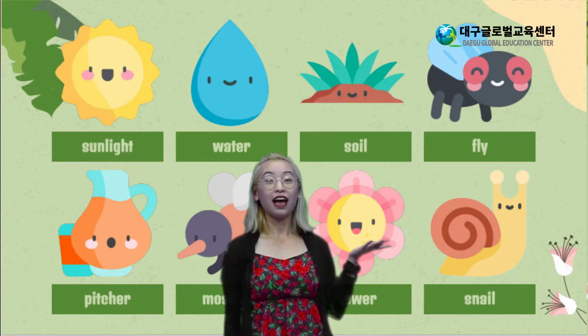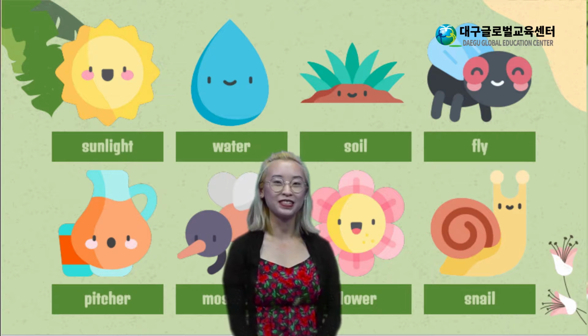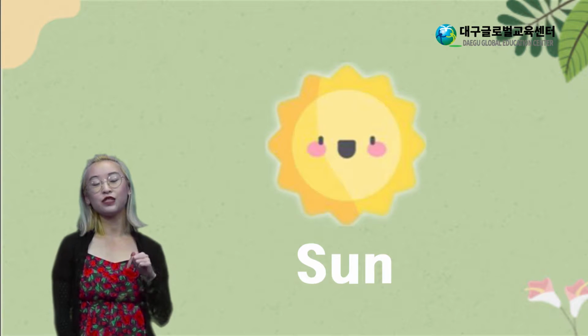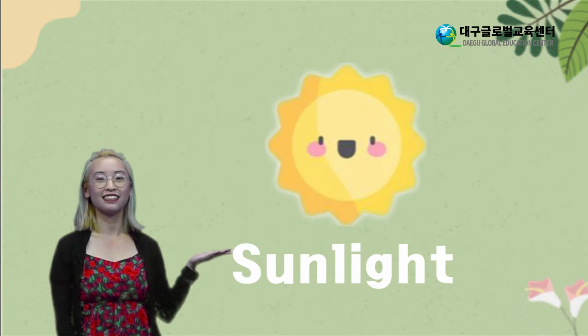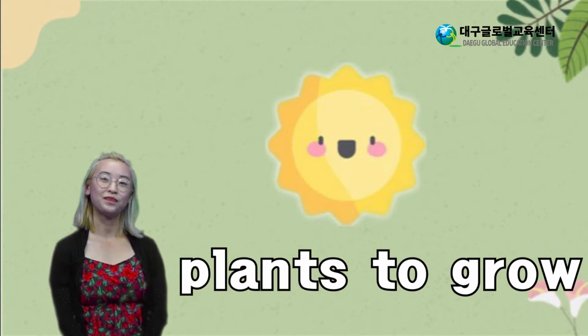Now first, let's look at these pictures. How many are there? That's right, there's 8 pictures. Let's look at the first picture. What is this? This is the sun. For this class, we'll call it sunlight. Sunlight is necessary for plants to grow.